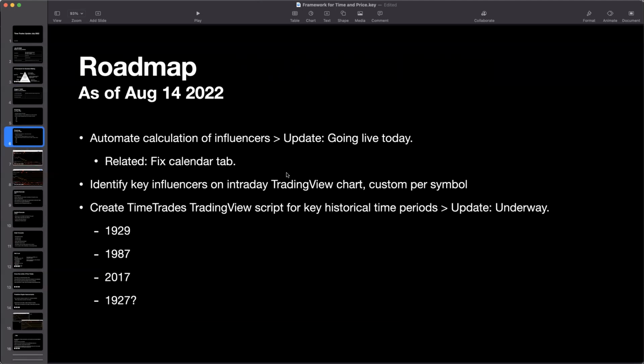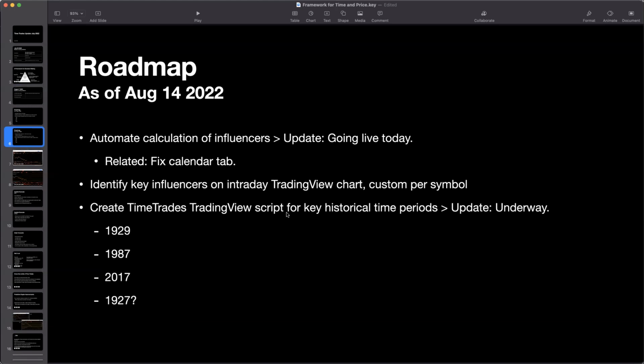The calendar tab also appears to be a little bit broken at the moment, so I'm going to fix that. Once we get influencers calculated, then I'm going to be able to generate a trading view script that is custom for each symbol that shows the most important influencers on your trading view. So those could be at a daily level or an intraday level. Haven't quite gotten there yet. So that's still in the backlog of the roadmap.